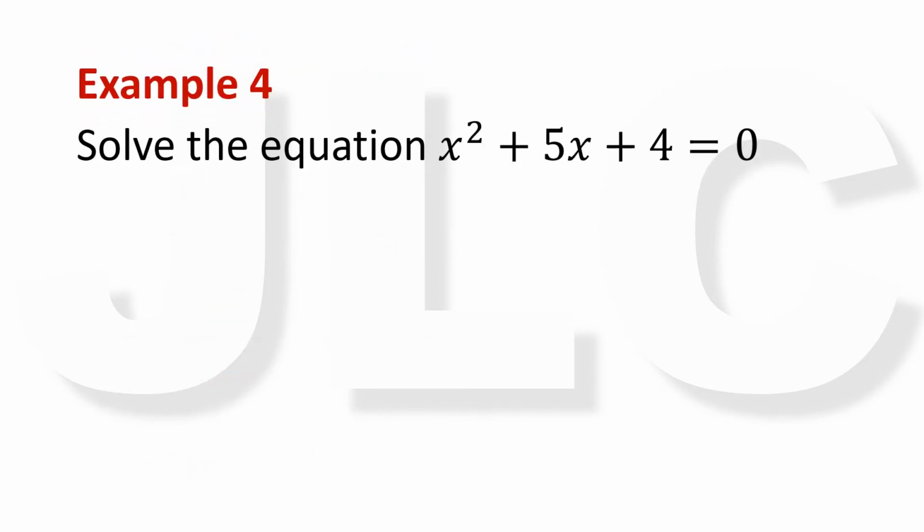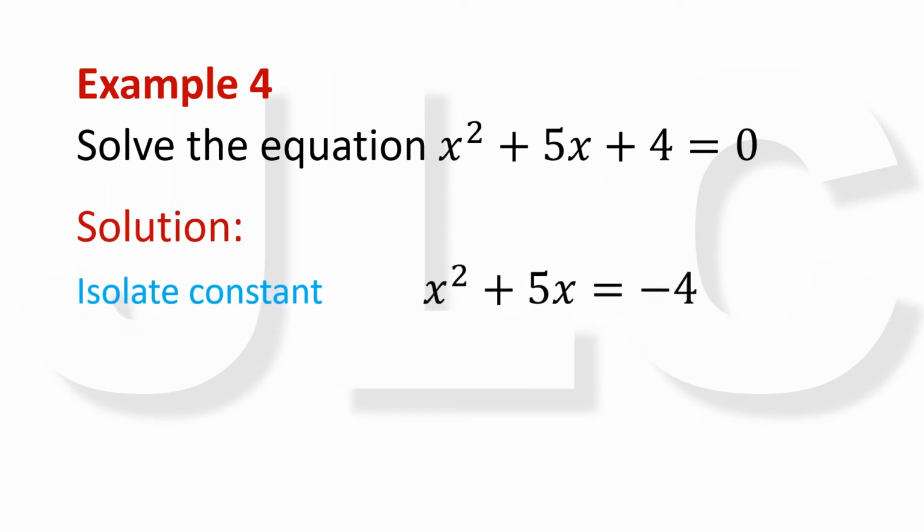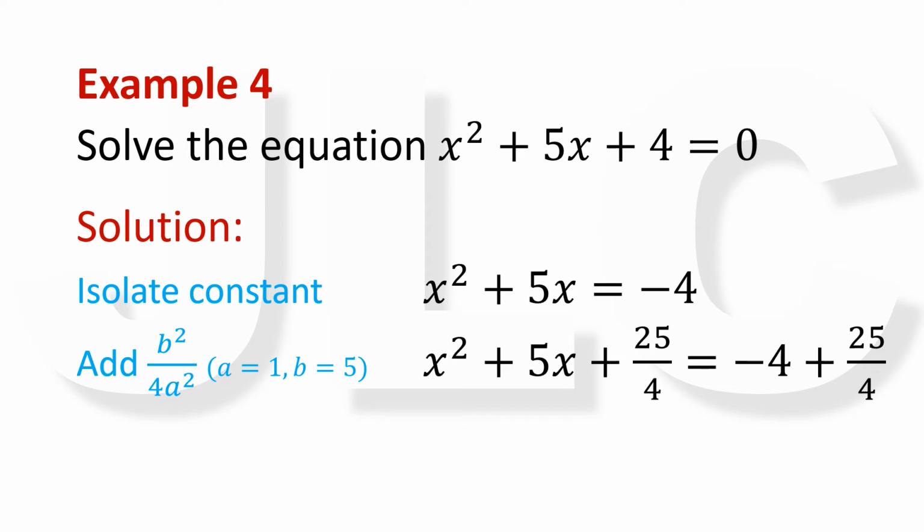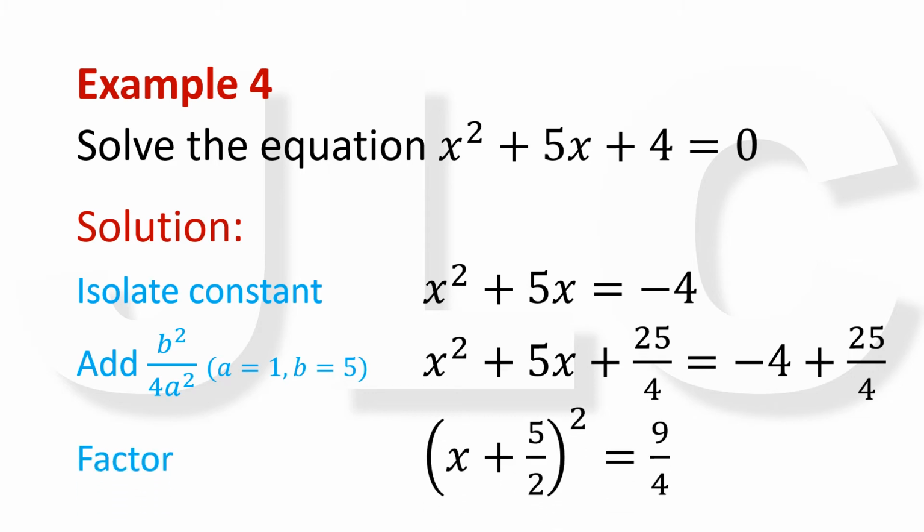Example 4. Solve the equation x squared plus 5x plus 4 equals 0. We arrange the equation so that the constant is on the right side. X squared plus 5x equals negative 4. The coefficient of x squared is already 1, so we don't have to divide the equation by a. Adding b squared over 4a squared to both sides, we have x squared plus 5x plus 25 over 4 equals negative 4 plus 25 over 4. We can write this as x plus 5 over 2 squared equals 9 over 4.